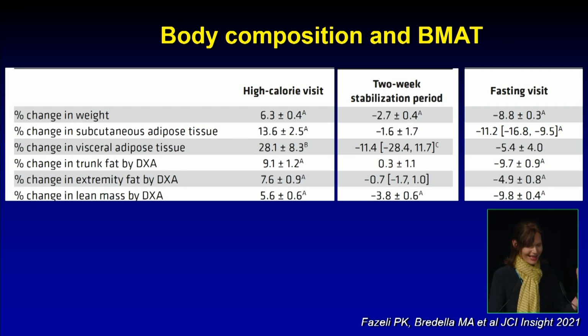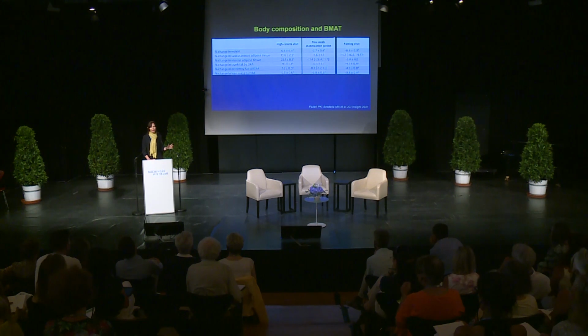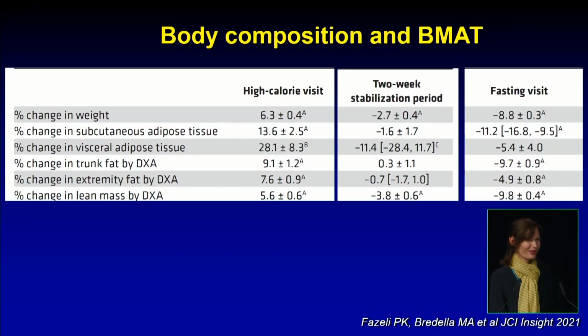The reason why we had the high feeding first is that if we had fasting first, we were afraid they would not come back for the high feeding diet because they would be so happy with their new body weight. So that was the reason for the order. And here you see all the fat went up and also lean went up with the high caloric diet, and then it went down, and actually also on the fasting visit it went down. So this was the body composition.